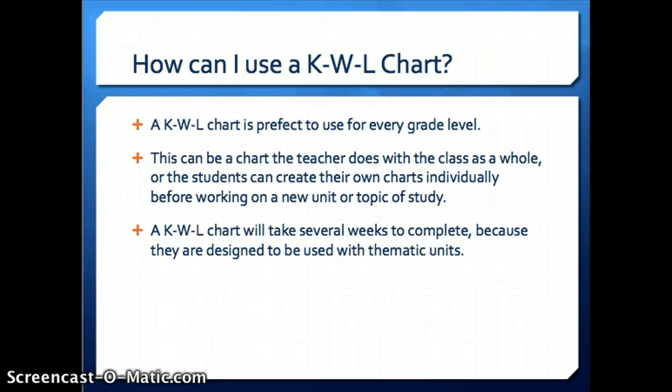But during those days, I like to make my whole day focused around Valentine's Day or focused around Earth Day. And so every literacy station or math station, they're somewhat involved with Valentine's Day activities. But throughout the whole day, they're learning new topics and new ideas and details about Valentine's Day that you can add onto the chart at the end of the day. So it really doesn't have to be done in several weeks. You can complete it sooner than several weeks, but they are designed to be used with thematic units.